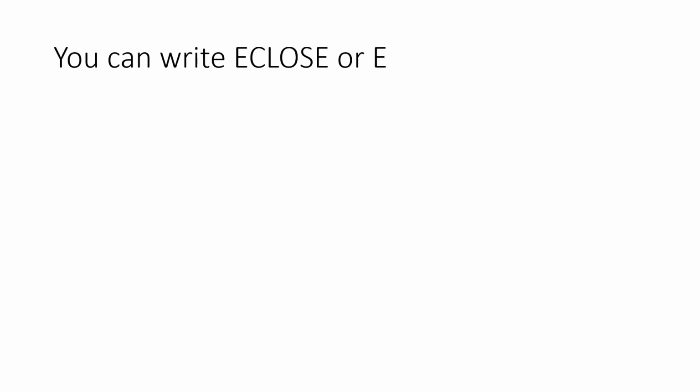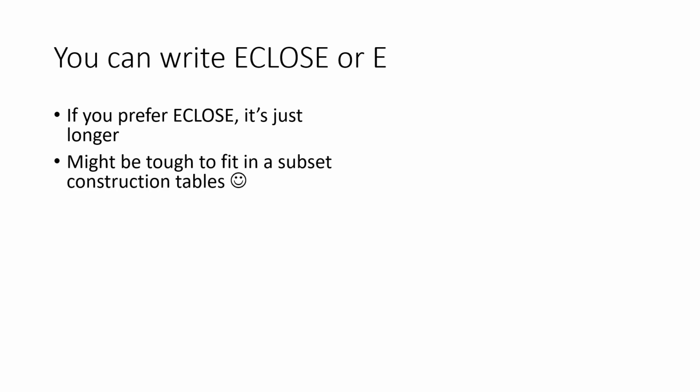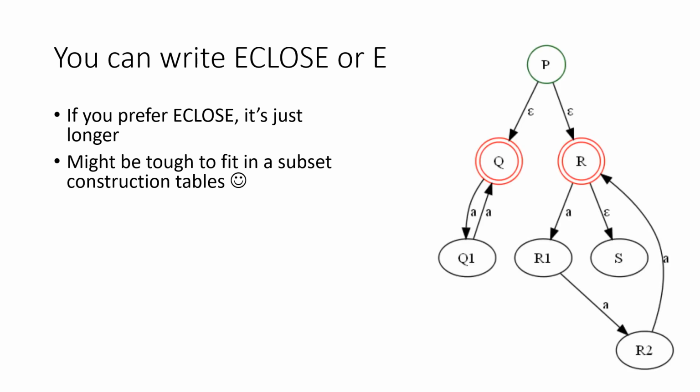Going back to the epsilon transition and how you might notate it, sometimes we'll see E to talk about epsilon closure, or E close. If you prefer to write E close, it's just longer. It doesn't really matter, but it might be tough when we are doing subset construction tables to fit that whole function name in. Let me show you an example of using eClose instead.